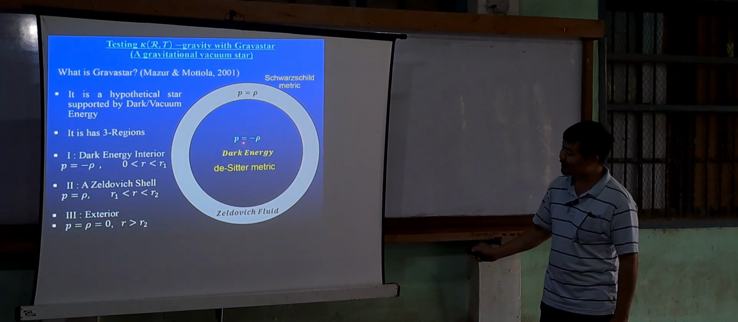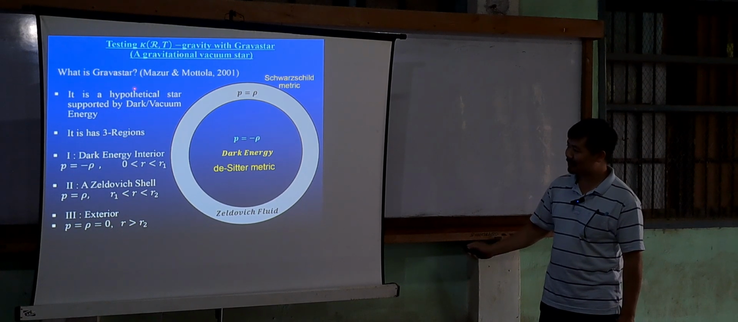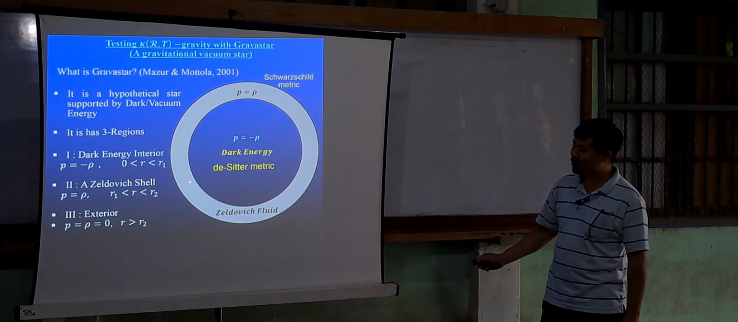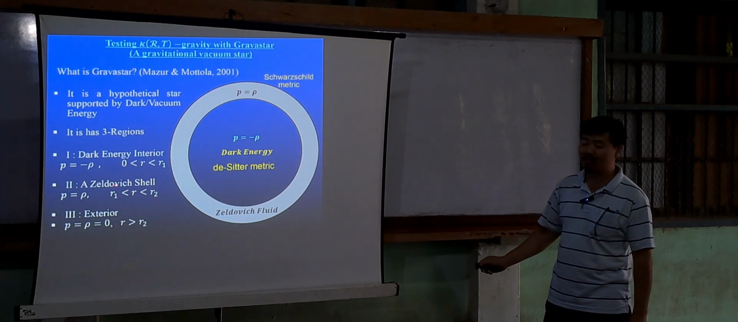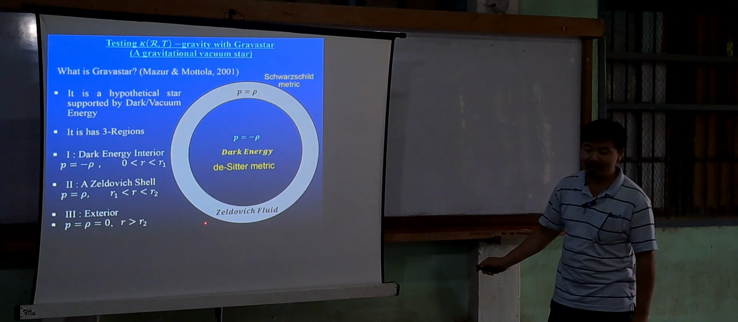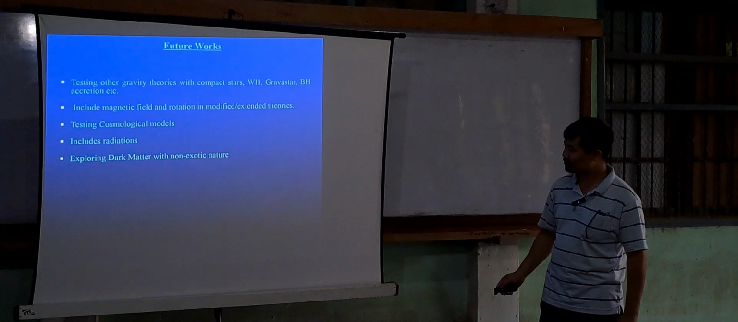And it is supported by the pressure here, the dark energy pressure. And you can identify here, inside the core is dark energy interior, the outside shell is the gel-based fluid shell, and outside here there will be the exterior space-time, which is the Schwarzschild solution, you know that.